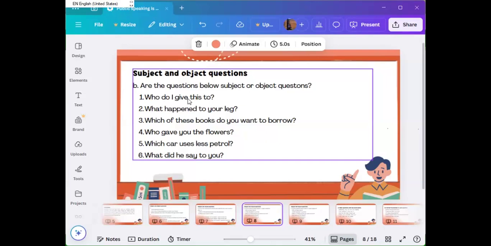Do. We can see do is an auxiliary verb. That's one sign of an object question. The other way of thinking to divide subject question or object question is you can see here is you as a subject. You might be subject or object, right?